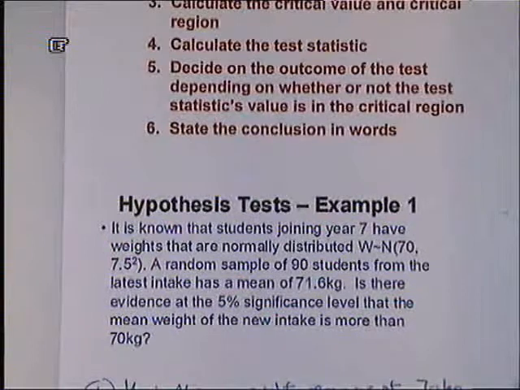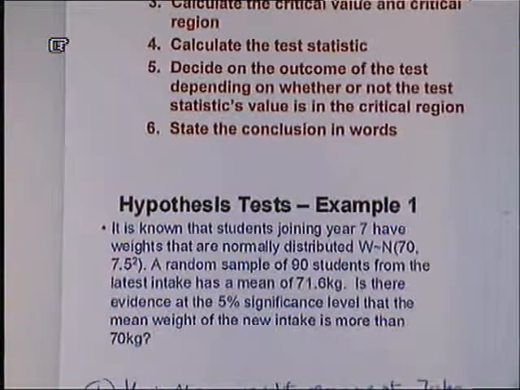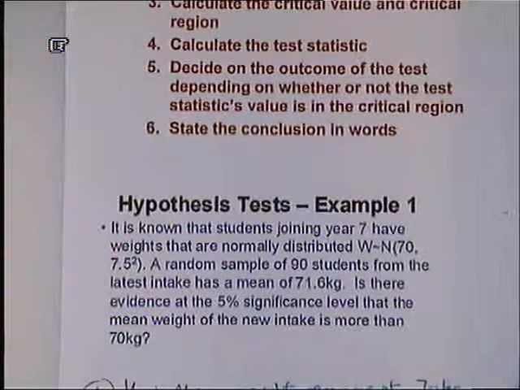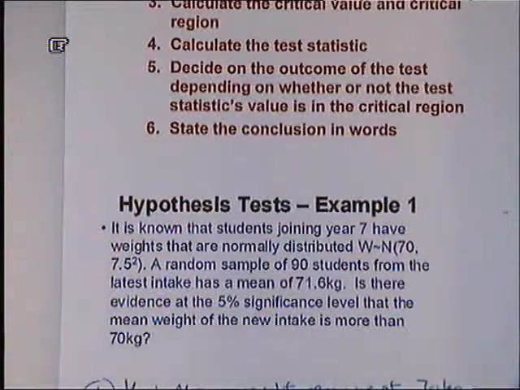A random sample of 90 students from the latest intake has a mean of 71.6 kilograms. Here's the question. Is there evidence at the 5% significance level that the mean weight of the new intake basically has changed, has deviated from the normal pattern of 70? So you've got a sample, it's more than 70. So does that mean that actually they're not normal 70, 7.5 squared? Or could they just be that and you just picked some of the heavier people in your sample? That's what we're trying to work out. Okay? So, I'm going to take the question off the board, but you've got it in front of you. And what we'll go through now is how we would answer that question.